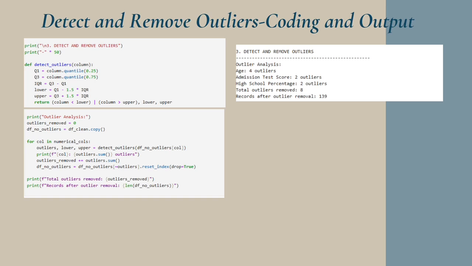Next, count total outliers removed. It adds up the outliers removed for each column. Display the total number of removed outliers across all numeric columns and show how many records are left after cleaning.